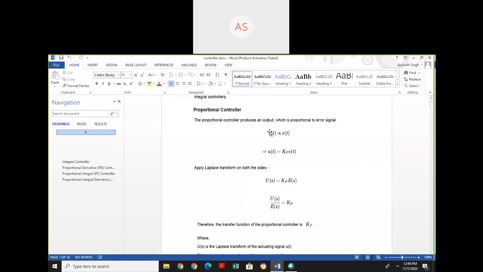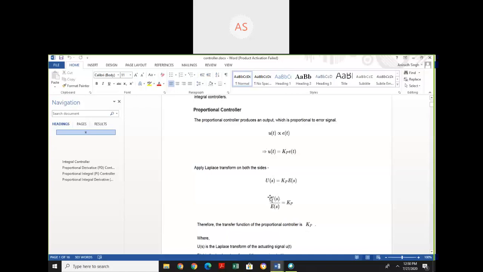Means this u(t) is the output of controller and this is the input to the controller. Means output of controller is proportional to the error signal. So u(t) is given by Kp e(t). And if we take the Laplace transform of this, then we get U(s) is equal to Kp E(s), and U(s) divided by E(s) is equal to Kp.